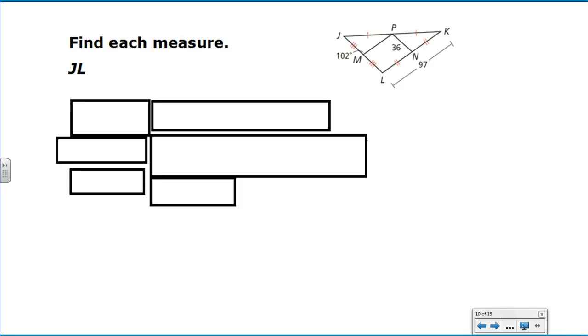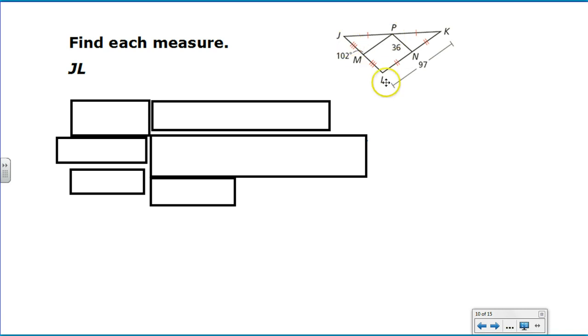Okay, see if you can find the measure of JL. Okay, so there's a lot of information provided. We're trying to find JL. So JL is a side of the large triangle. Is there a midsegment associated with this side that would be parallel? So the question is, is PN a midsegment of the triangle? Well, P is a midpoint of JK, right? N is a midpoint of LK. So PN is a midsegment, which is half as long as the side it is parallel to, JL, right?